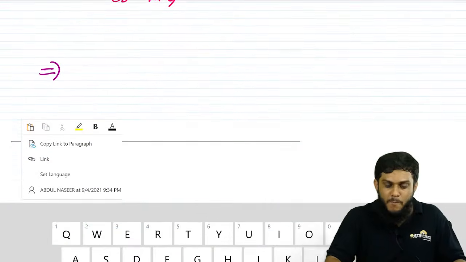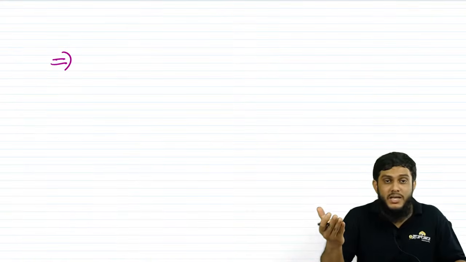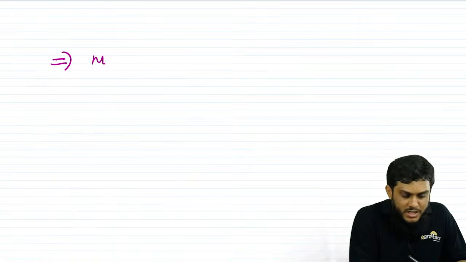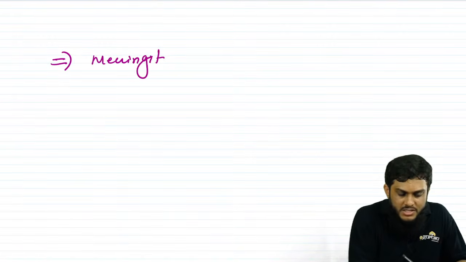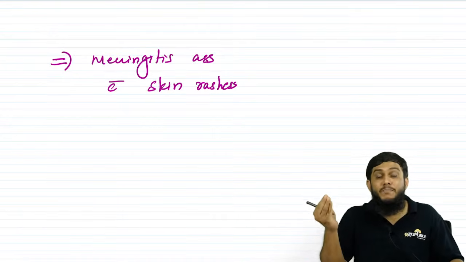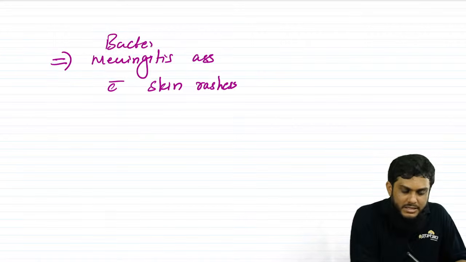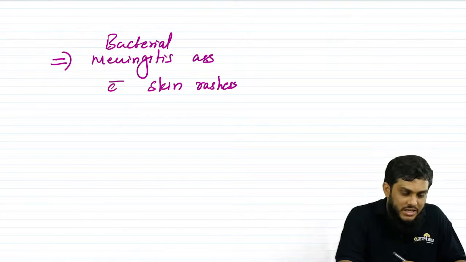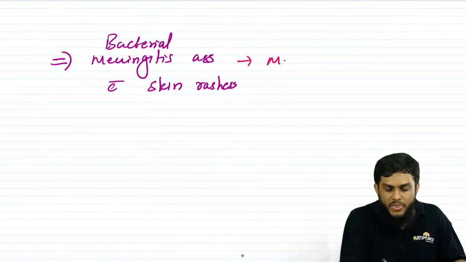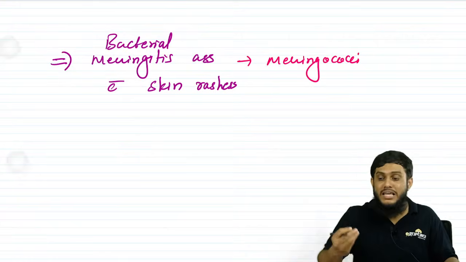Once we see the clinical manifestations that the patient is suffering from meningitis, increased ICP signs and meningeal irritation signs, and if the meningitis is associated with skin rashes, and the patient is showing small red petechial rashes all over the body, then in bacterial meningitis presumptively we can say the organism is meningococci, because meningococci is the only bacteria which can cause meningitis associated with skin rashes.